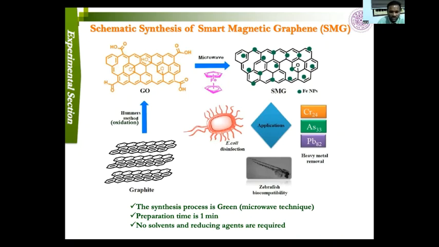Overall, the synthesis process is green because we use a microwave technique, and the preparation time is just 1 minute. As a result, we can reduce solvents, time, and even energy. As microwave energy is called a green energy source, we can say that this is the green synthesis of smart magnetic graphene from graphene oxide. Next slide, please.